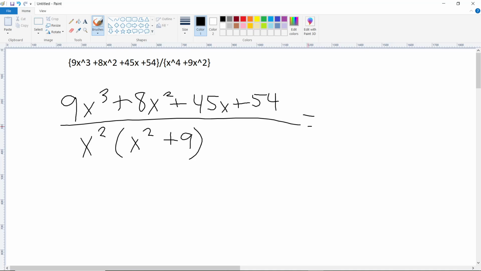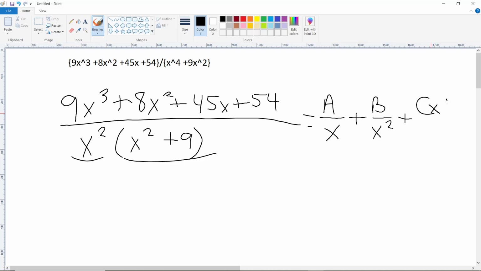So now I've got my partial fractions. This will be A over x. Remember, I have to break this into its factors. First x and then x squared. Plus, now since this one is a linear equation, I need a linear expression, Cx plus D, divided by x squared plus 9.